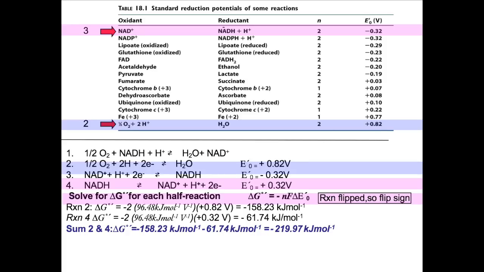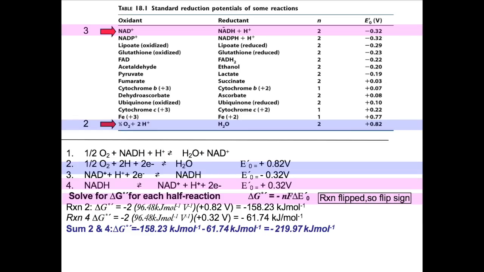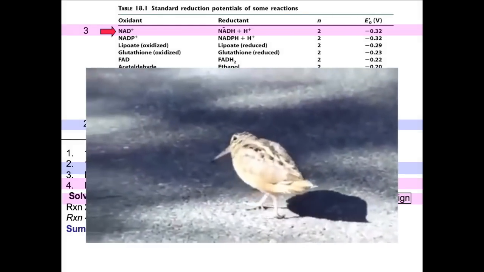Now that's a lot of energy to release at one time, 219 kilojoules per mole. If we were to release all of that energy at once, some of that energy could be lost to heat or entropy. So, like many things that we do in the body, we transfer this energy in little tiny steps. Let's take a look at that.